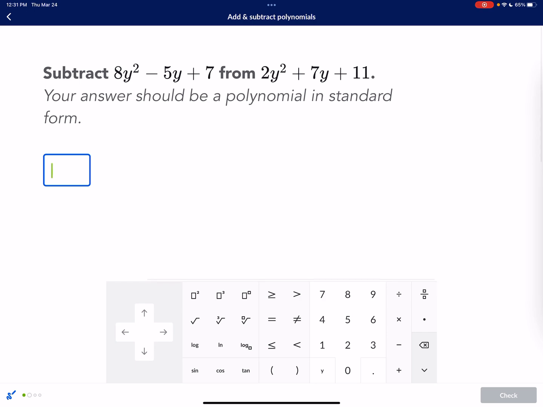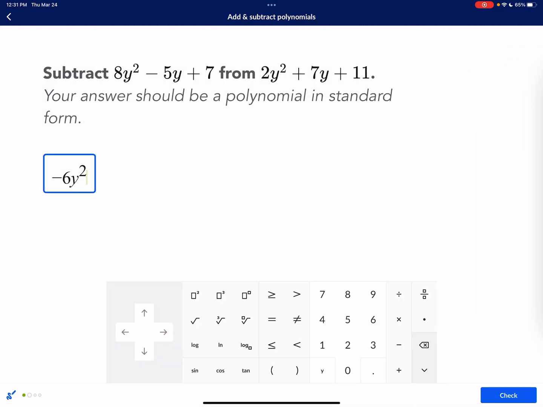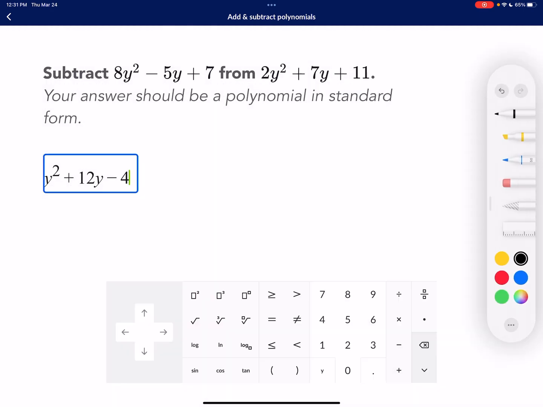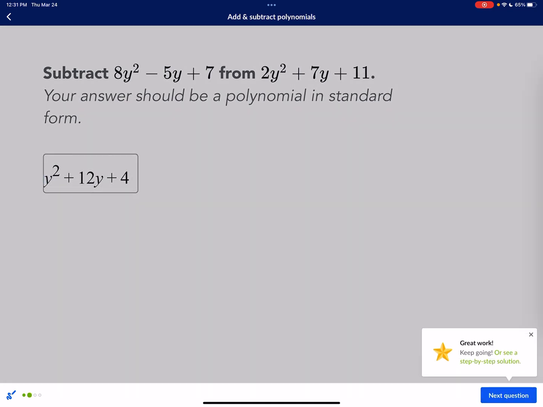So I'm sitting with a negative 6y squared plus 12y minus 4. Is that what it said? Plus 4. And I might have made arithmetic mistakes, but either way, I didn't. Yay!